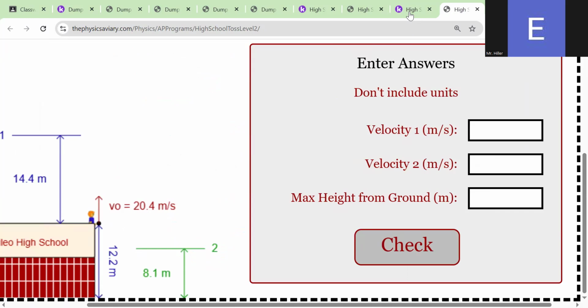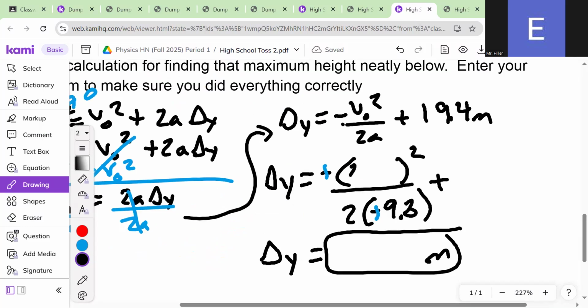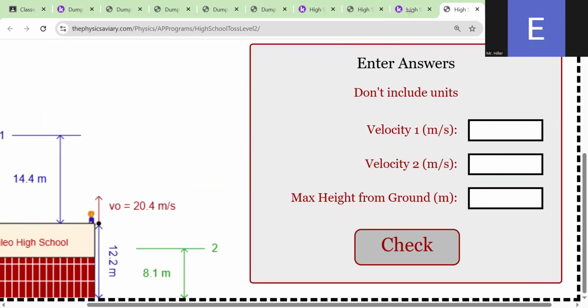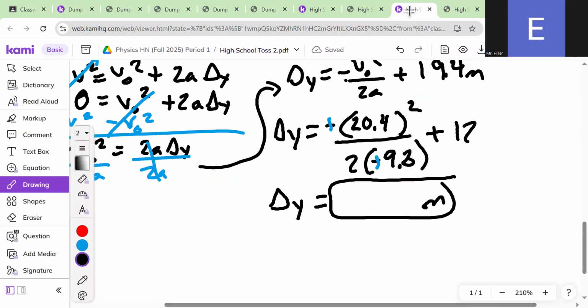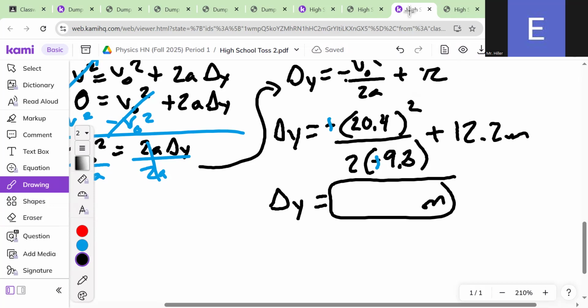So my speed is 20.4. Okay, so we're gonna go 20.4. So I'm gonna do max height first. Oh, my height of my building was 12.2. So I gotta add that to 12.2 meters. All right, so I'm gonna go 20.4 squared divided by open parentheses 2 times 9.8, close parentheses, add 12.2. I'm getting a max height of about 33.4.